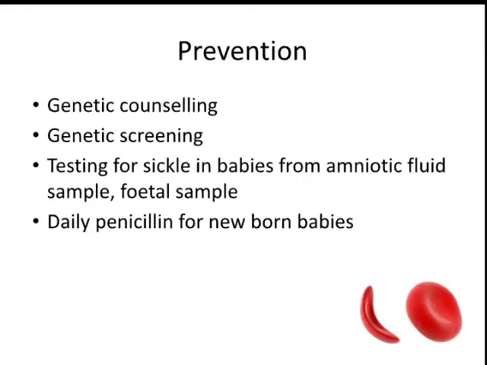The next is genetic screening. You can screen high risk population people for this HBS trait. Testing for sickle in babies from an amniotic fluid sample or fetal sample. From the womb itself you can take the blood sample and test it. Daily penicillin for newborn babies. So the best methods are genetic counseling and genetic screening.